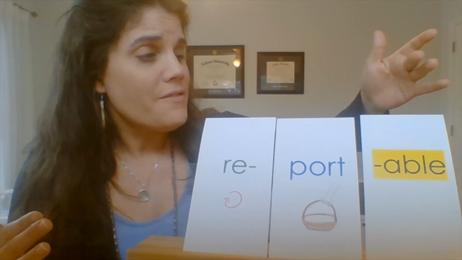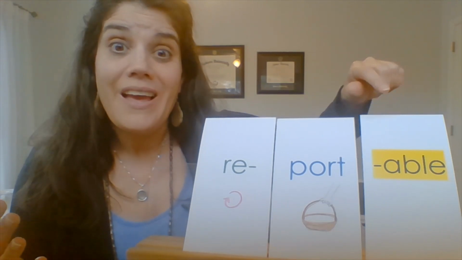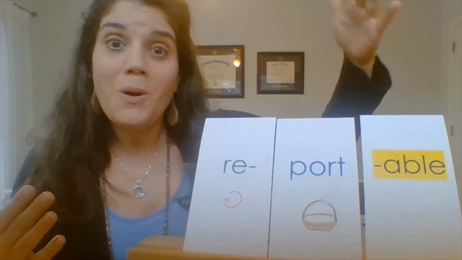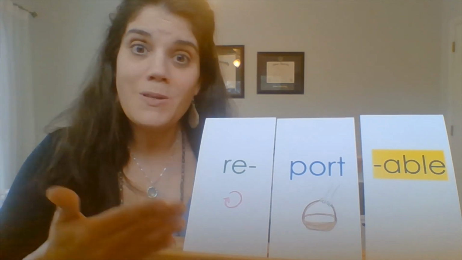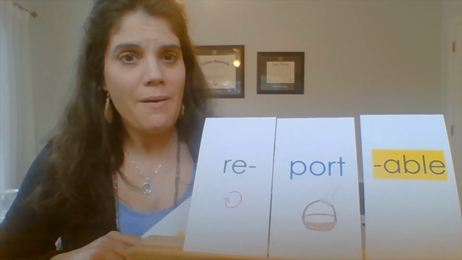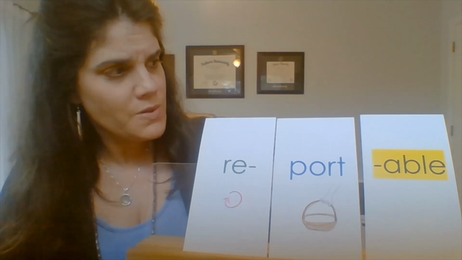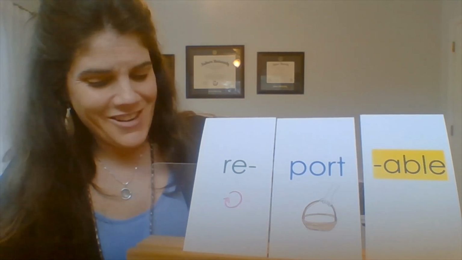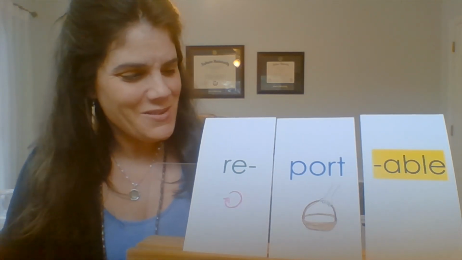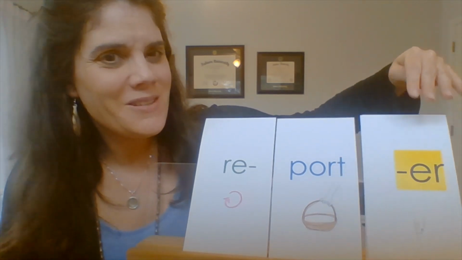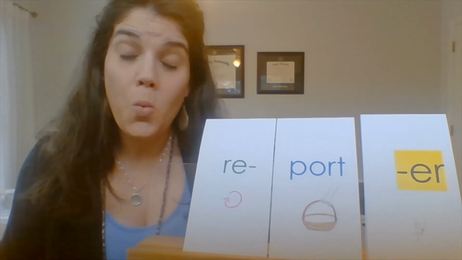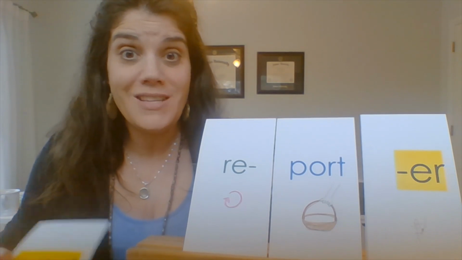Able is a suffix that can add some meaning. Able to be done. So if something is reportable, it's able to be reported. How about, whoops. Oh, those go for just plain port. That's what I'm doing wrong. How about report? One who reports things is a reporter.